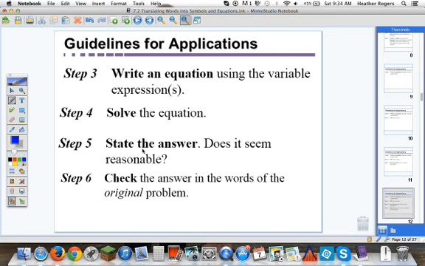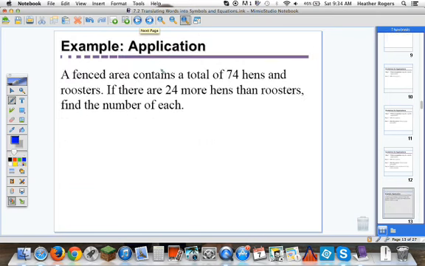Okay? And then step 6, check the answer in the words of the original problem, meaning you can know, just like in 7.1, solving equations, you can know if you got the problem right every time, which is very powerful. It's very cool. Okay, make sure you check your answer to see if it works. If it doesn't work, go back to the drawing board. Let's look at an example.